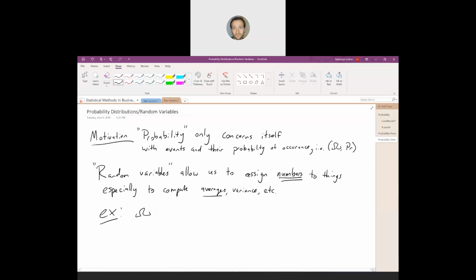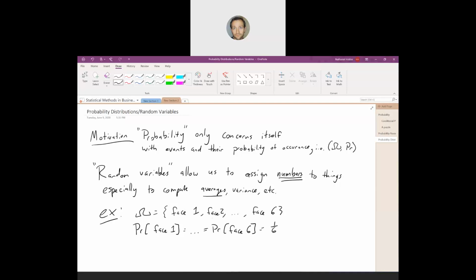Let's take the probability space of die. Face 1, face 2, up to face 6. We'll call it a fair die. So the probability of face 1 is equal to the probability of face 6, which is equal to 1/6. So far, we're still in probability world. Okay? These are outcomes.